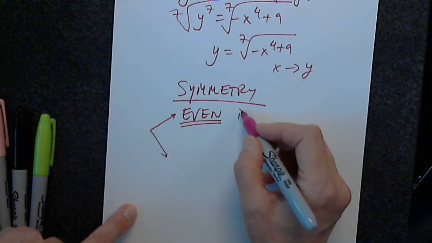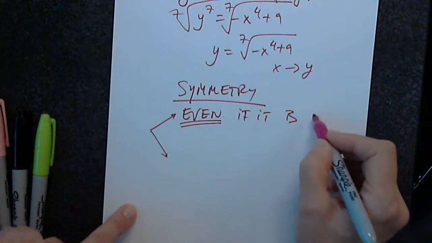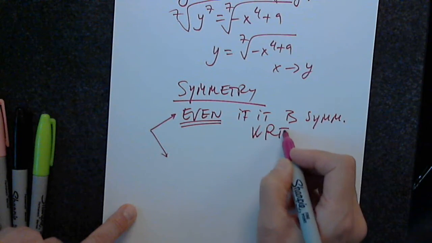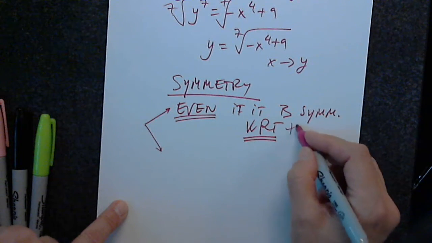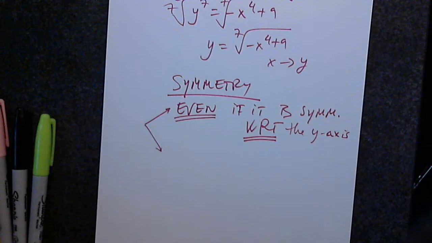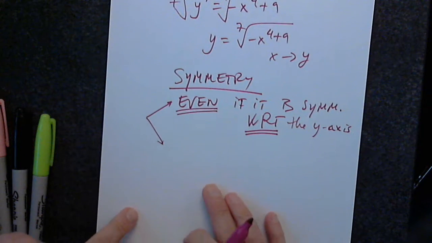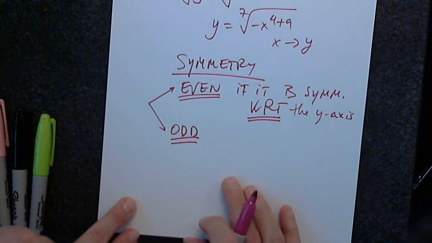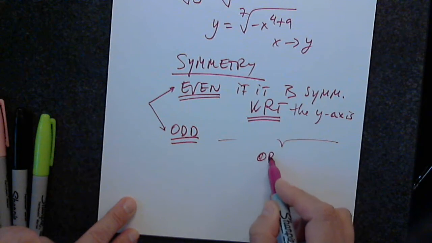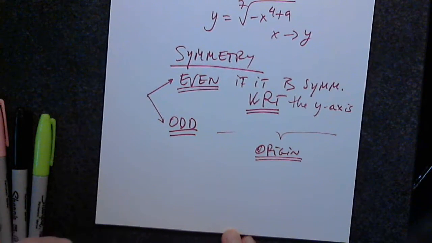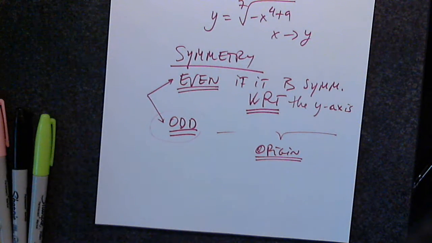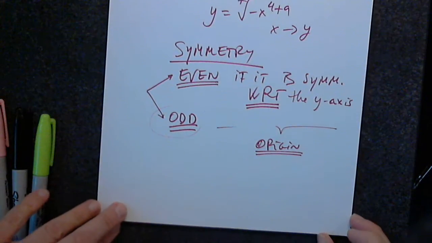If a function's graph is symmetric with respect to the y-axis, that function is called even. There is also a function called odd. If a function is symmetric with respect to the origin, we call it odd. It has nothing to do with odd numbers. It's just the name of the function. When we say the function is odd, we know its graph is symmetric with respect to the origin. When we say a function is even, it's symmetric with respect to the y-axis.